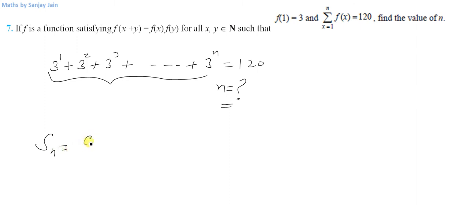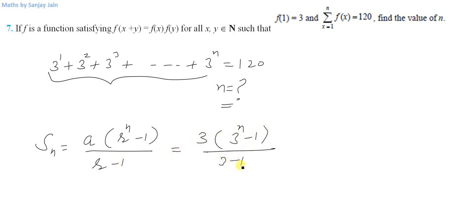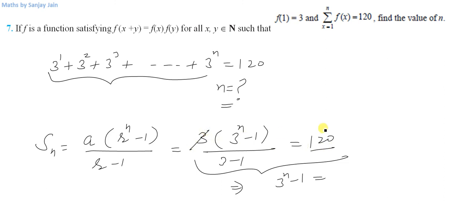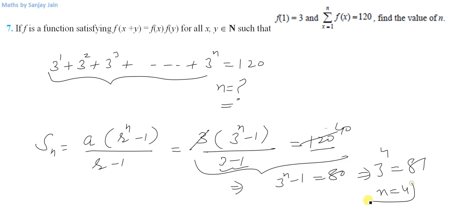It is a r raised to power n minus 1 divided by r minus 1. A is 3, r is 3, so 3 minus 1, and it is equal to 120. So this will come out to be 3 raised to power n minus 1 equals, this is 120, right? So this will become 40, and when this 2 gets multiplied here, it will become 80. So 3 raised to power n is equal to 81, hence n will be equal to 4. So this is your answer.